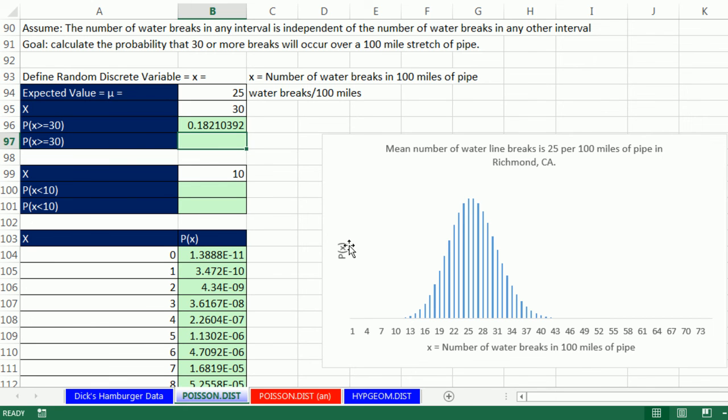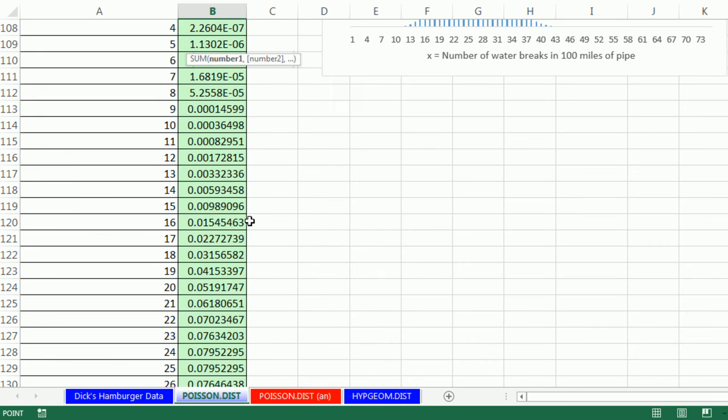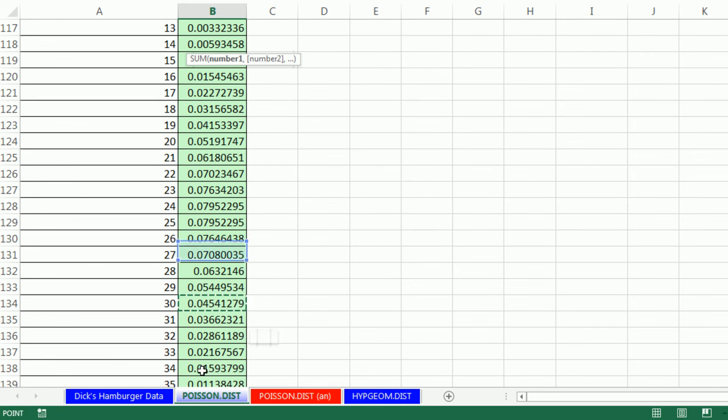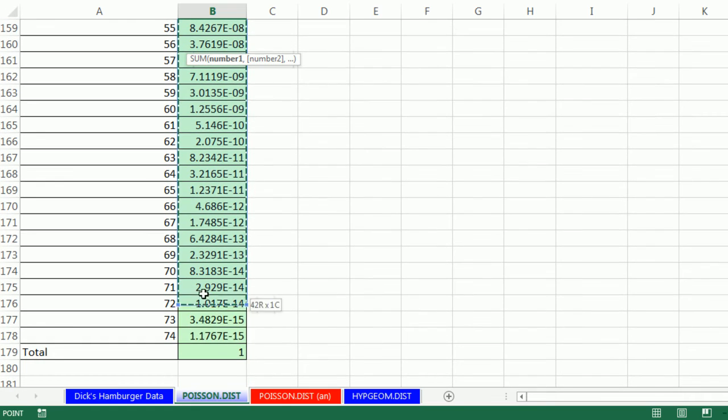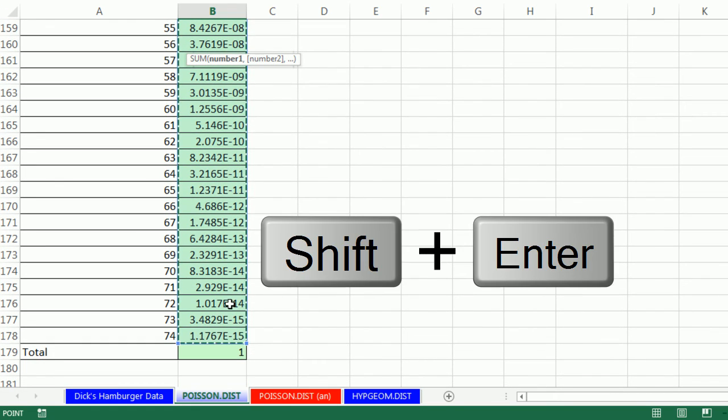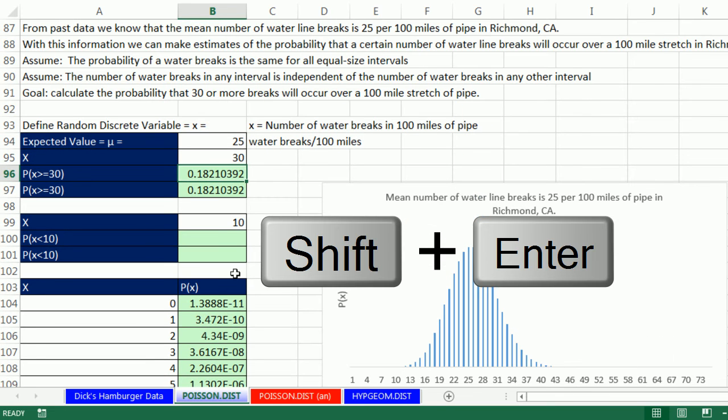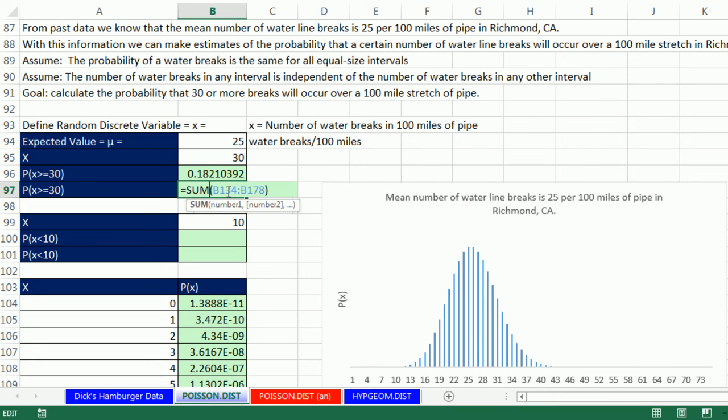Now we could also Alt equals, and scroll down here, 30 or more. I'm not going to include the 1. Shift Enter to put that in the cell and jump up. And so either way you slice it, there we go.